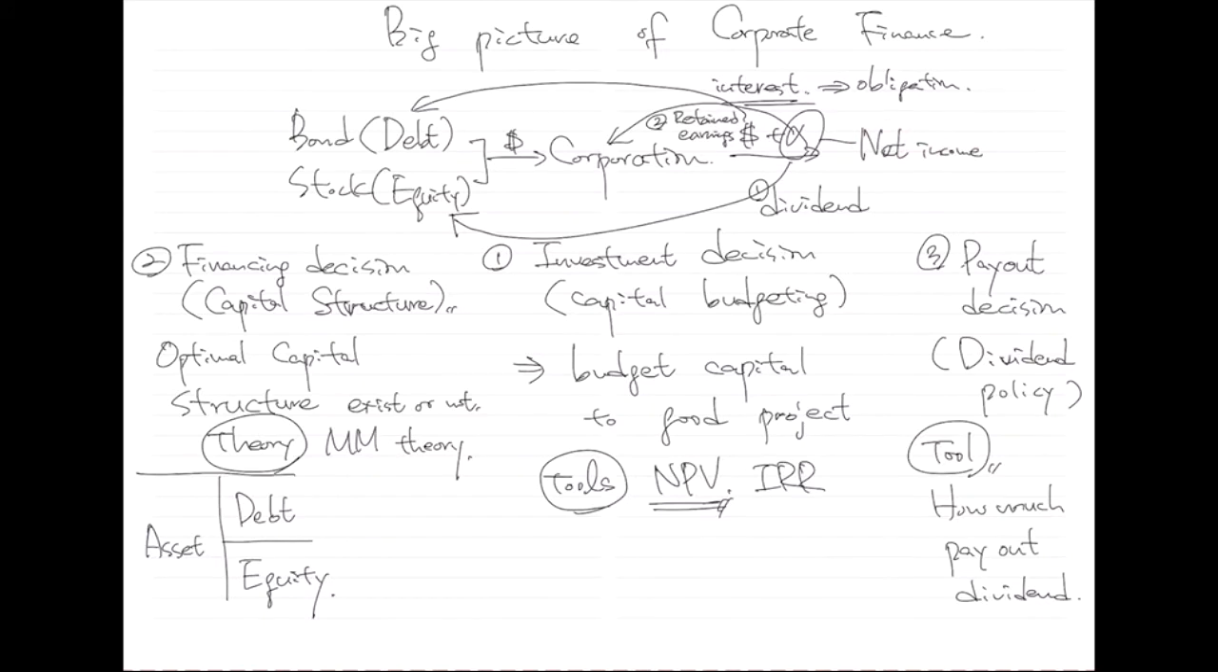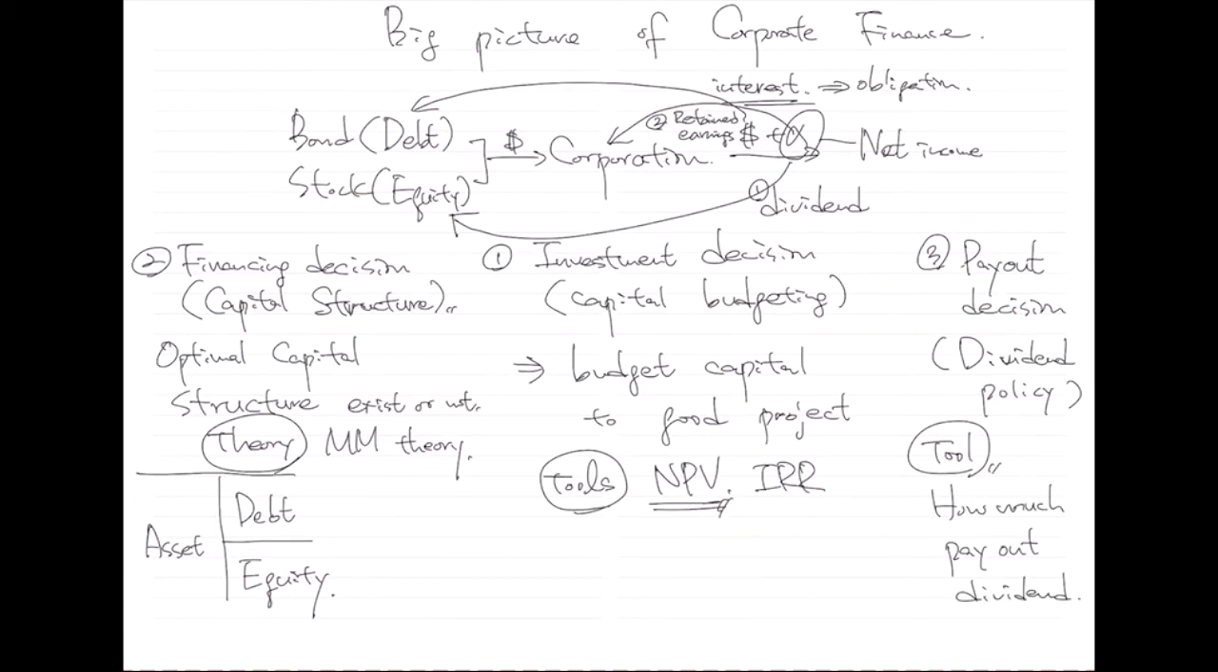And net income can be used two ways. The first one is retained earnings, and the second one is to distribute to the shareholders. We call that dividend, right? So the main purpose of retained earnings is reinvestment. So that is also equity. We call it internal equity.